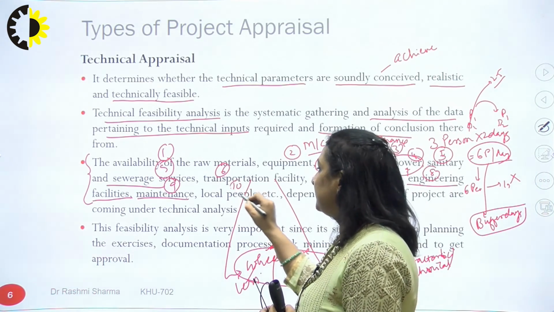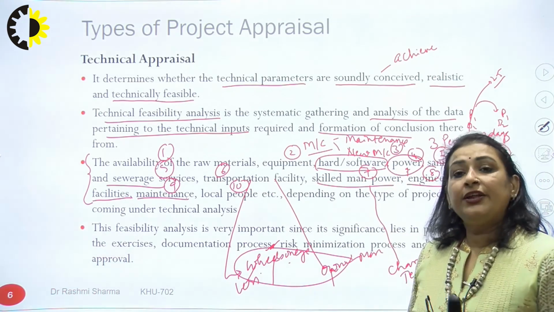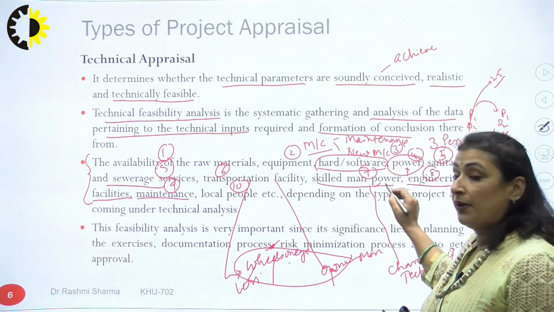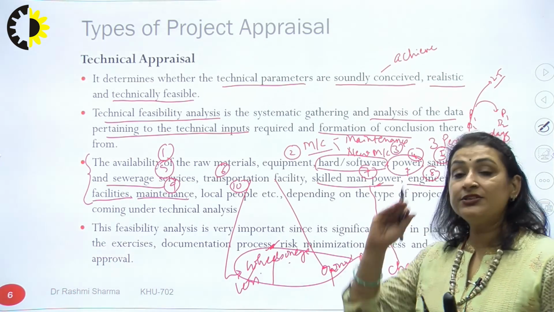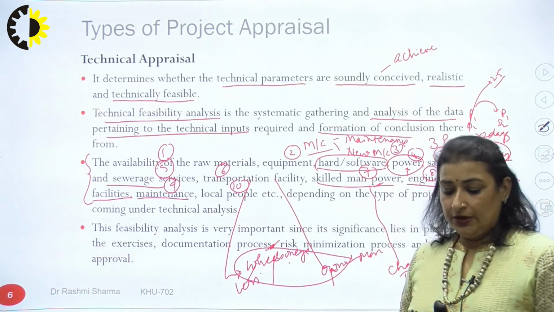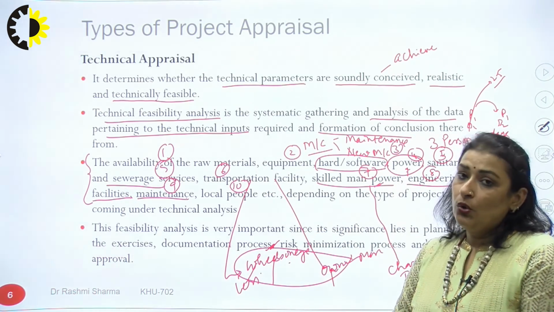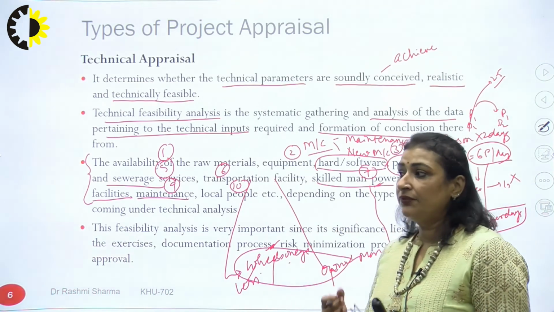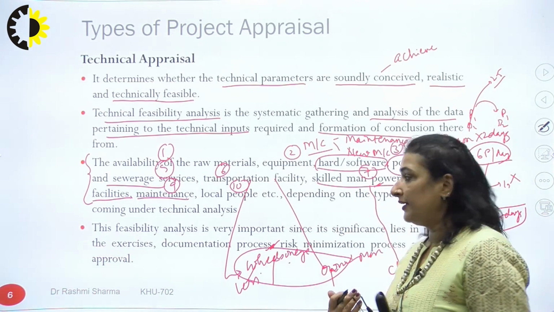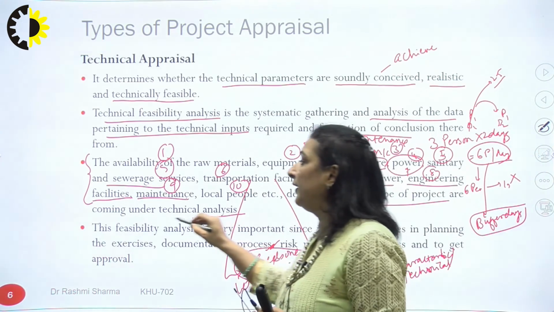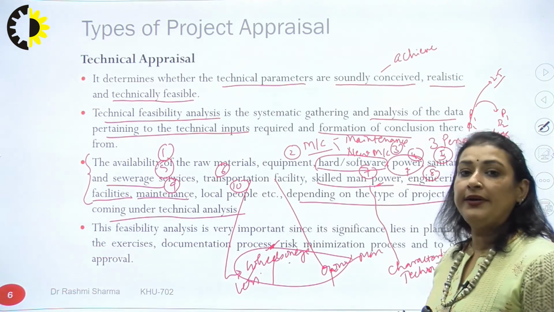Then the 10th is the local people. Obviously, local people work on a lower salary as compared to skilled manpower. Skilled manpower is with a specific skill set. Here, this is the local person, who may be an unskilled person, and this unskilled person would be able to work for a lower salary. So we have to see all these things depending on the type of project we are undertaking.